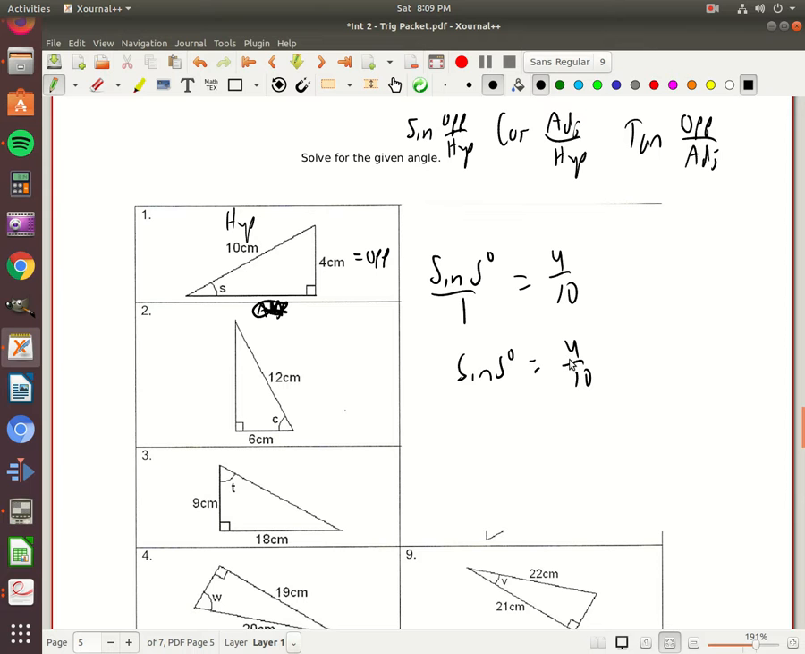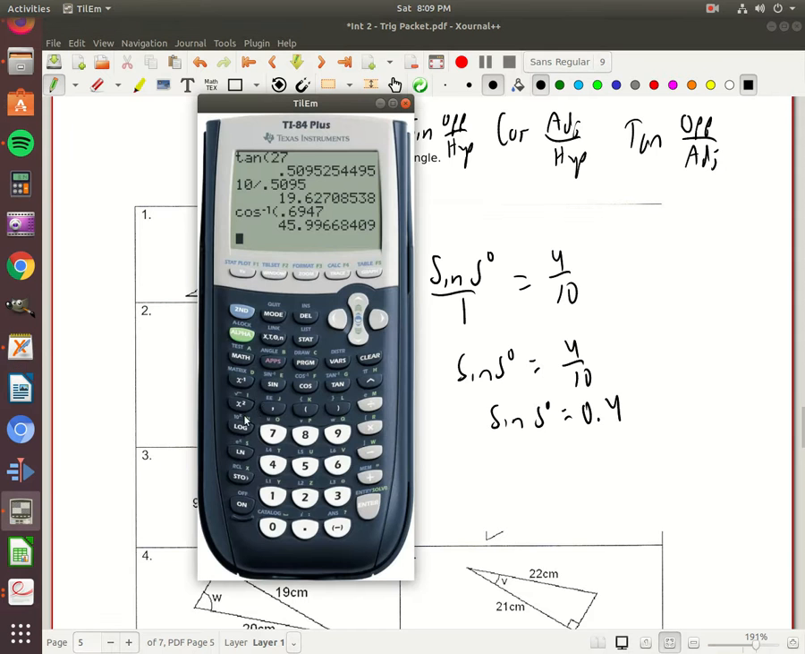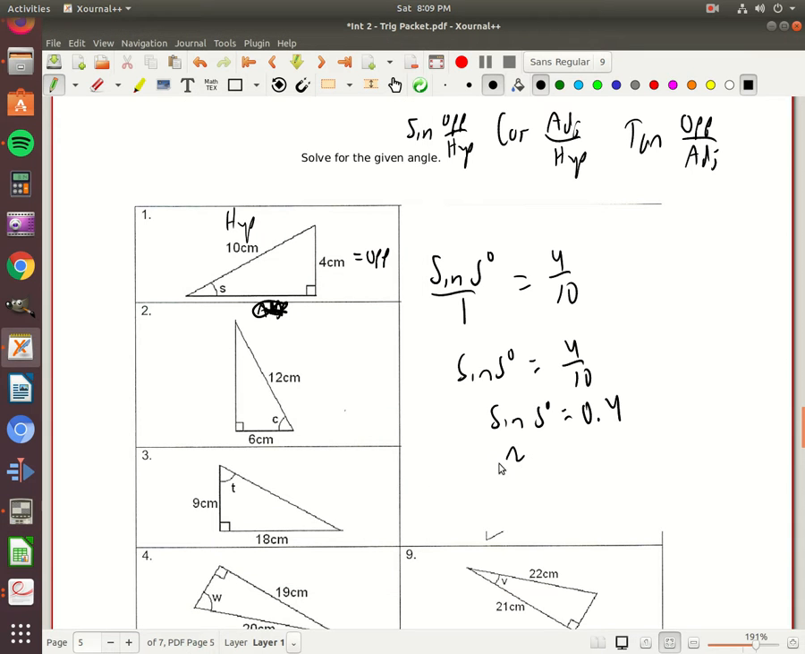I just wrote the same thing twice. I meant to write 0.4, right? I'm just going to grab a calculator. 4 divided by 10. Now I have a ratio of 0.4. So I want to know what angle that gives me. So I can go second sine and put in my ratio of 0.4, and it spits out, it's about 23.6 degrees. So S is about 23.6 degrees.